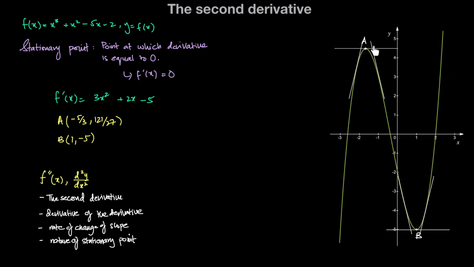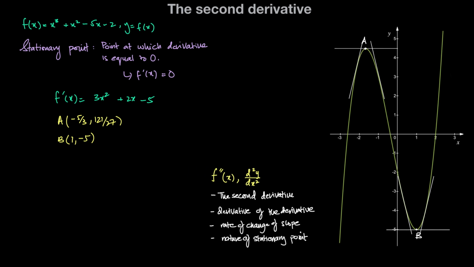So what's happening to the slope around this point A is, as we're moving from left to right, we can see that the slope itself is decreasing. We go from positive to 0 to negative, so the slope is decreasing. So we can say that at this maximum point, the rate of change of the slope is negative. In other words, the second derivative is negative.